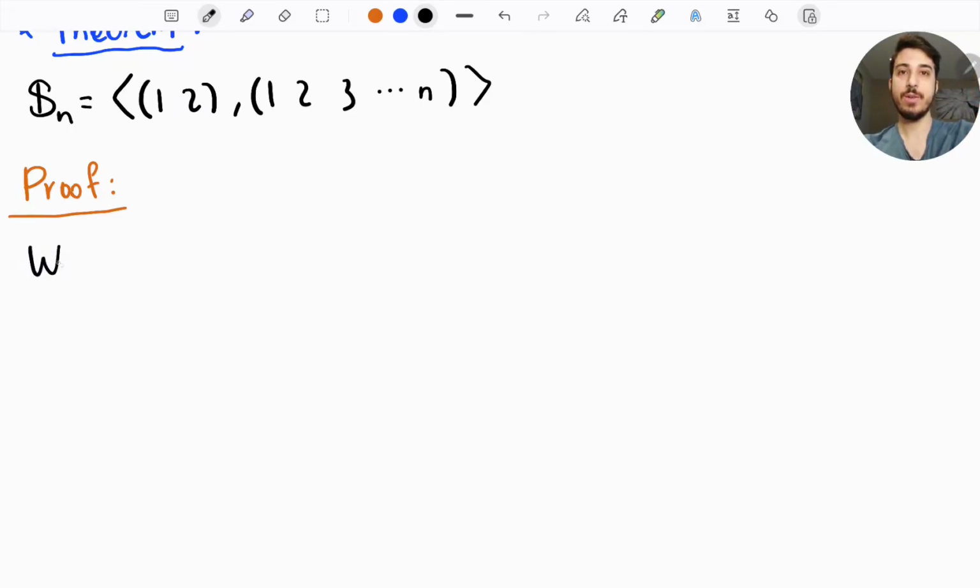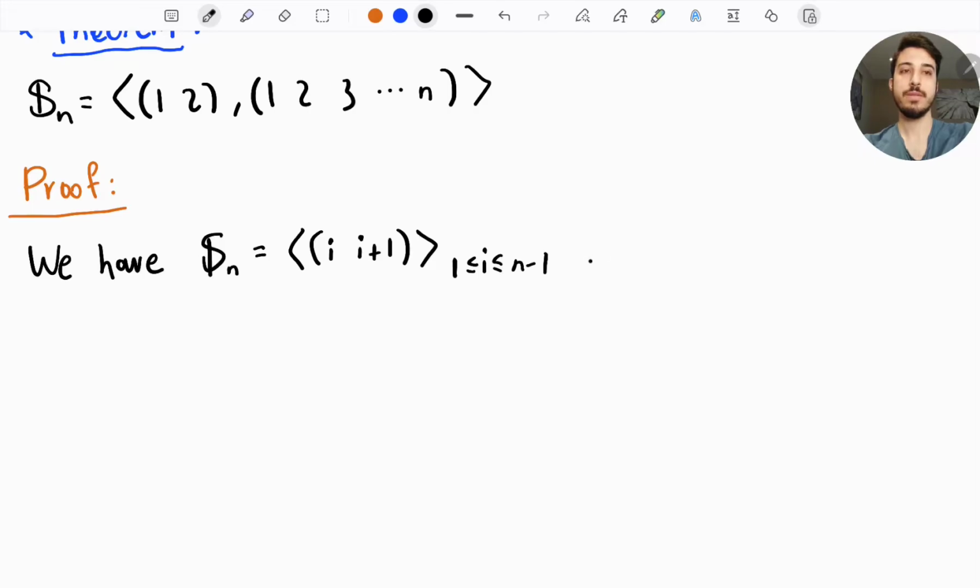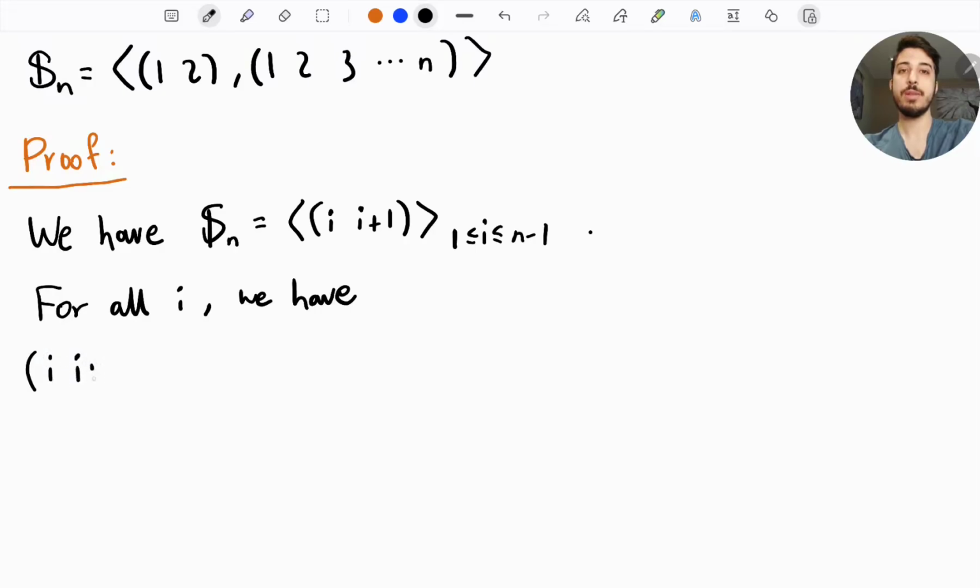First line is that we have, by the previous theorem, Sn is generated by consecutive transpositions. The second line, for all I, we have. The third line will complete the proof. How crazy is that? We have (I, I plus 1). So because Sn is generated by consecutive transpositions, all we need to prove is that the result is true for a single consecutive transposition, no matter what I is. Once we have done that, we have proven the result for all Sn.